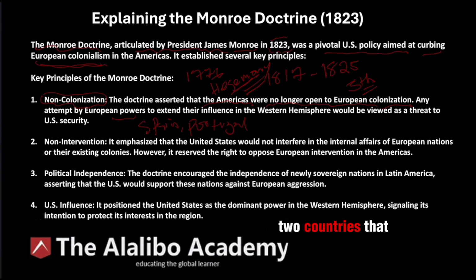Right? These were the two countries that had impact. So here again, it says any attempt by European powers to extend their influence in the Western Hemisphere will be viewed as a threat to the United States security, because the suggestion is you're coming to my house to have influence, when I haven't gone to your house to have similar influence.